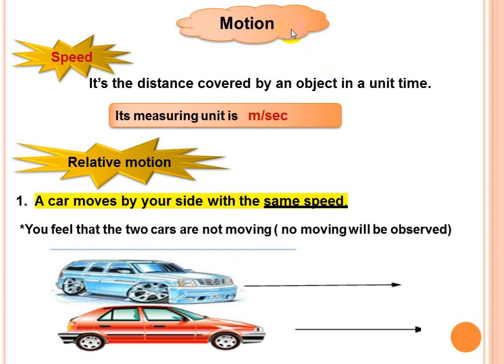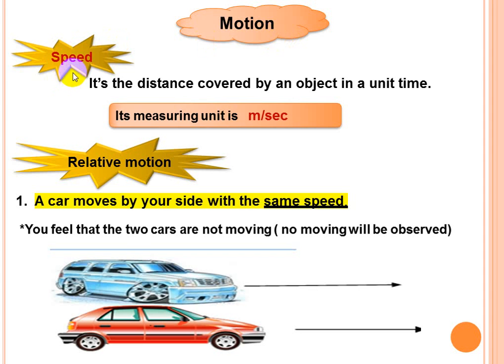What is the meaning of motion? Motion is the change of an object's position as time passes, relative to another position. Any motion has a speed.